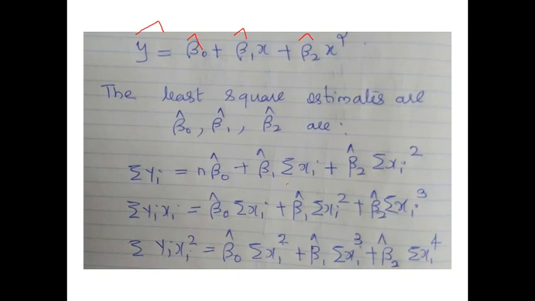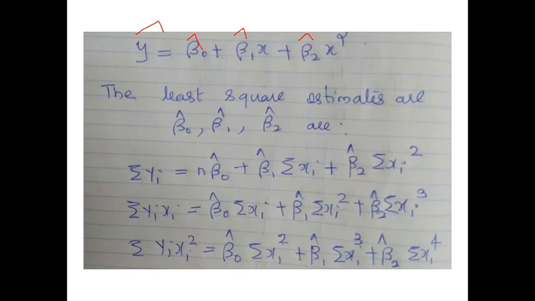And sigma yi xi square is equal to beta naught hat into sigma xi square plus beta 1 hat into sigma xi cube plus beta 2 hat into sigma xi raised to 4. And see, xi raised to 4 will be there, xi cube will be there, xi square is there, yi is there, yi xi is there, yi xi square is there.